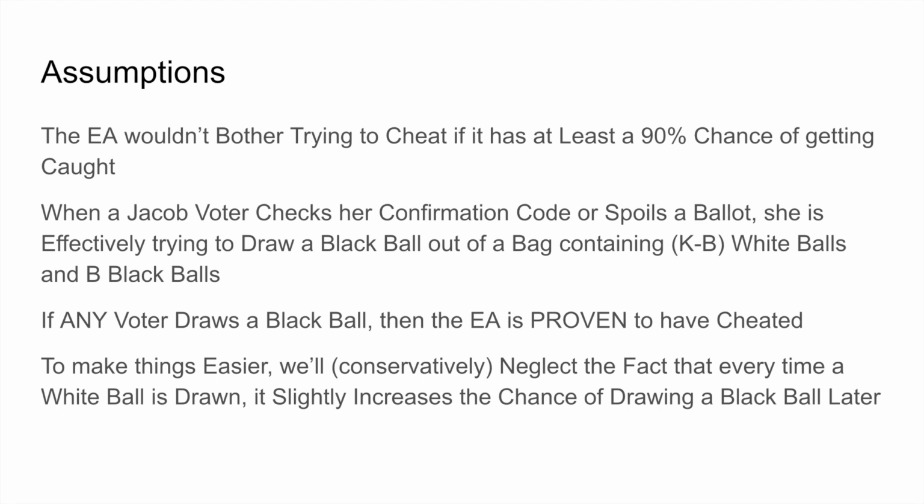Third, if any voter draws a black ball, then the election authority is proven to have cheated, because remember, if the election authority is caught cheating, there is definitive proof of that. To make things easier, we'll neglect the fact that every time a white ball is drawn, it slightly increases the chances of drawing a black ball later. So the number of voters who need to check is actually slightly lower than what we'll compute here.